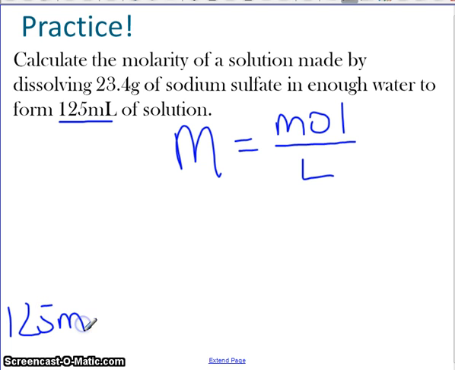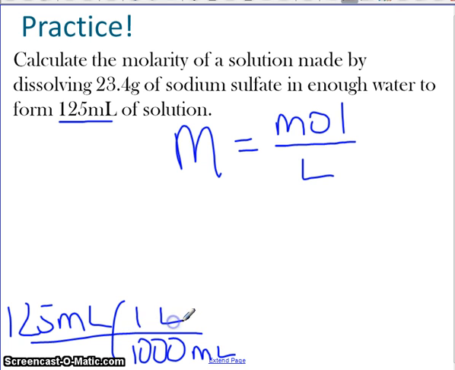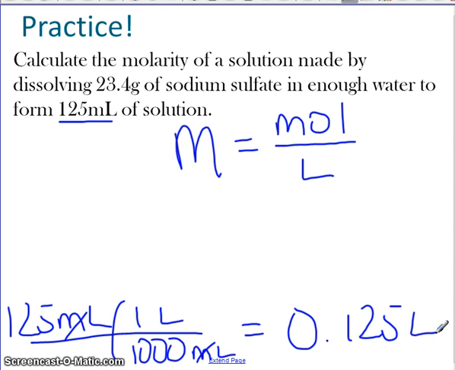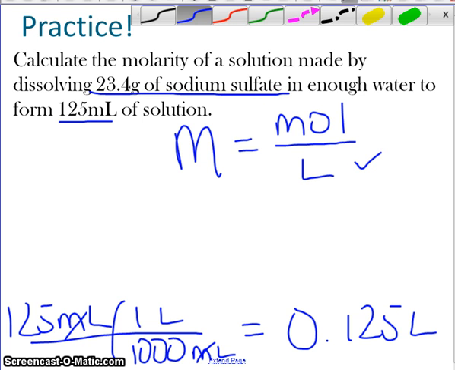125 milliliters. There's 1,000 milliliters in 1 liter. So that's going to be equal to 0.125 liters. Okay, so now we have liters. The next thing we need is moles, but I'm given grams. So we're going to have to change the grams to moles.